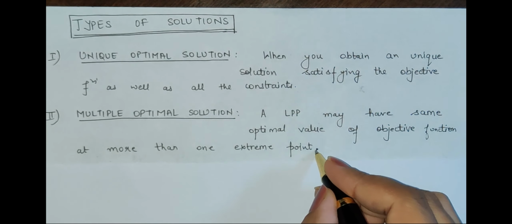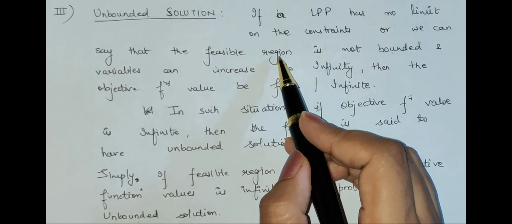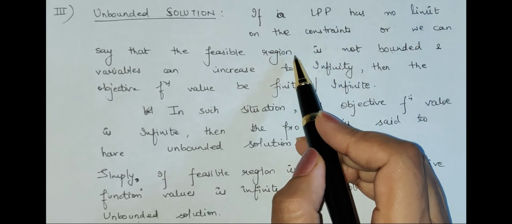The next one is a special type, which is known as unbounded solution. This is the definition of unbounded solution. If an LPP has no limit on the constraints, or we can say that the feasible region is not bounded, because we already know we apply the graphical method and try to find the feasible region. If the feasible region is not bounded and variables can increase to infinity, then the objective function value may be finite or infinite. In such a situation, if the objective function value is infinite, meaning you cannot attain a finite value for the objective function, then the problem is said to have an unbounded solution.